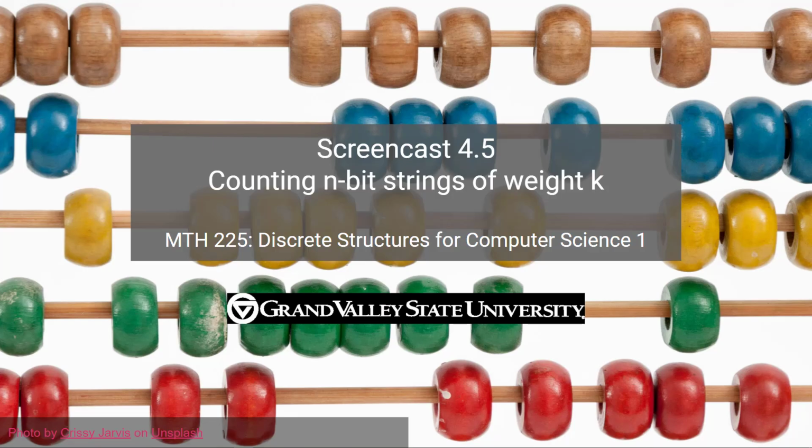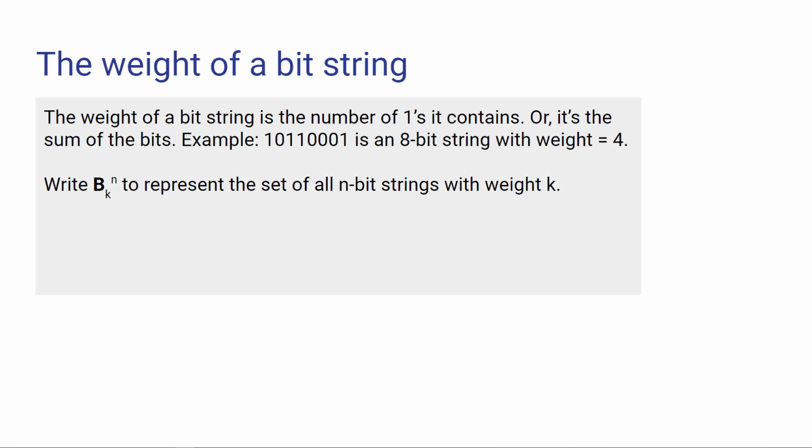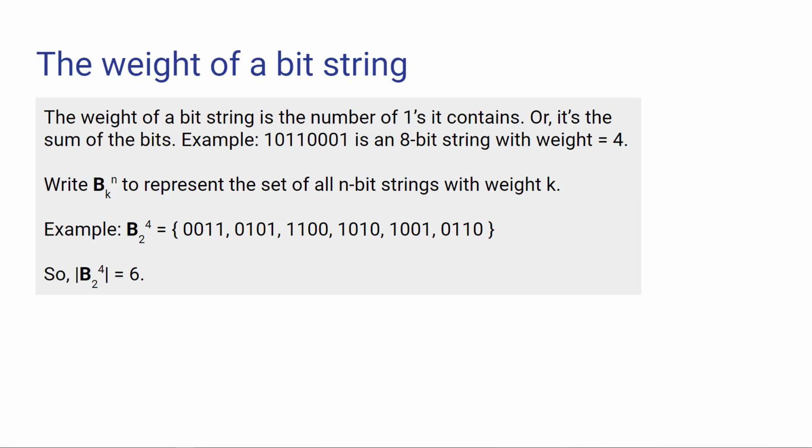By the weight of a bit string, we just mean the number of ones that are in that bit string. Or you can think of the weight as the sum of all the bits in a bit string. For example, here's an 8-bit string that has weight 4. Some notation here: B(n,k) is the set of all n-bit strings with weight k. For example, here's the set of all 4-bit strings with weight 2. And you can see that the cardinality of this set is 6.